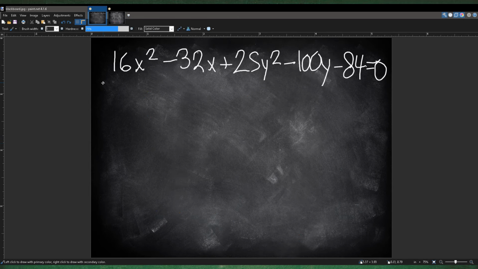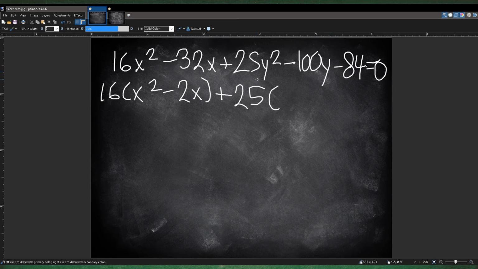So divide by 16 out here. So 16 parentheses x squared minus 2x. And then right here on this side, you want to distribute out 25. So plus 25 parentheses y squared, 100, negative 100 divided by 25 is negative 4. And then minus 84 equal to 0.